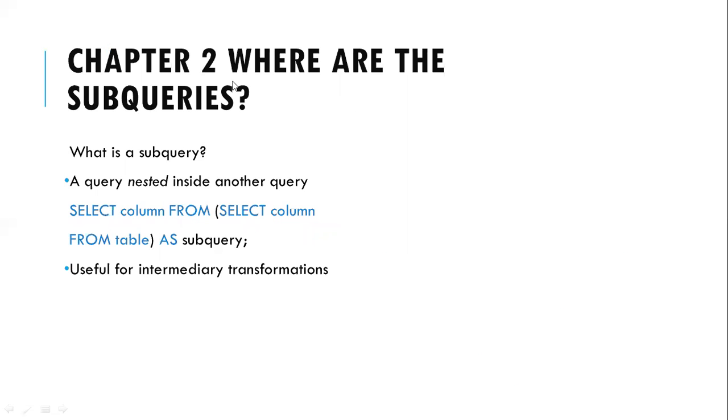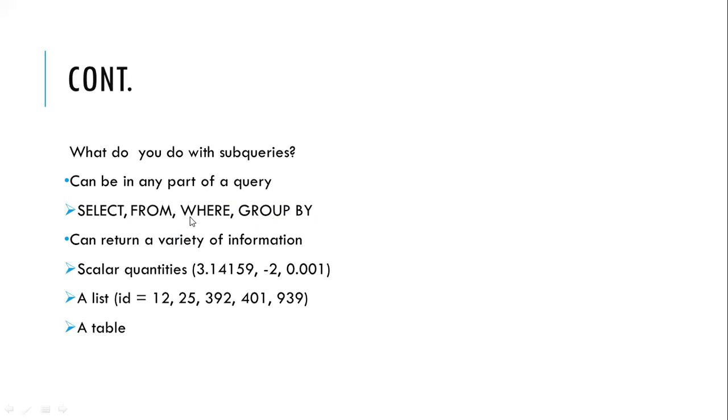Now we will discuss chapter 2. Where are the subqueries? What is a subquery? A query nested inside another query is called a subquery. This is the query for a subquery: select column from table as subquery. This is useful for intermediary transformations. Now the question arises, what do we do with the subqueries? Subqueries can be in any part of a query: select, from, where, group by. A subquery can return a variety of information such as scalar quantities, a list, and a table.